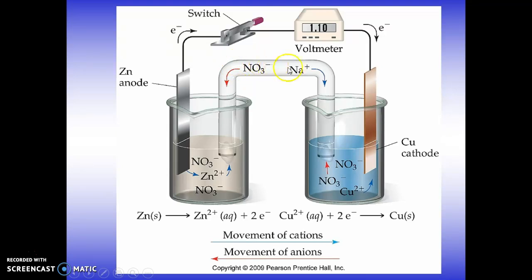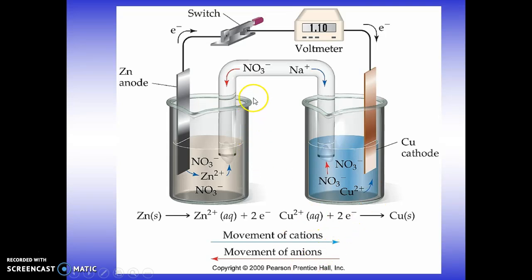The other connection between the two half cells is the salt bridge. The salt bridge is filled with some sort of salt, in this case sodium nitrate, which allows the ions to migrate and maintain electric neutrality inside these two half cells. So one of these half cells is going to be oxidation. One of them is going to be reduction. In this case, zinc is going to be undergoing oxidation. Copper is undergoing reduction. We'll learn how we can predict what's going to undergo what in a few slides.